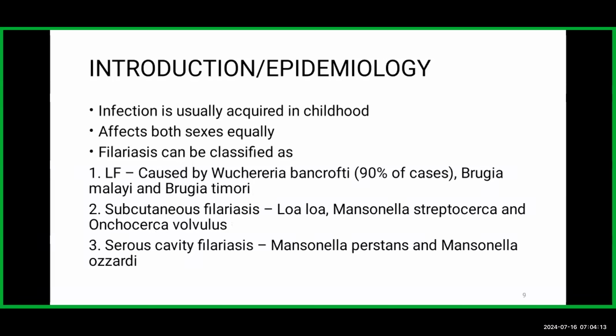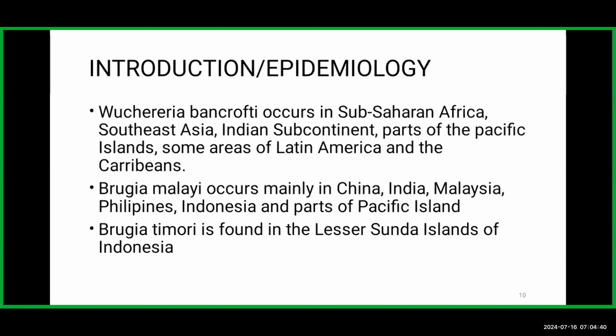So filariasis generally can be classified as lymphatic filariasis, which is caused by Wuchereria bancrofti in 90% of the cases, Brugia malayi and Brugia timori. Then you also have the subcutaneous filariasis caused mainly by Onchocerca volvulus, onchocerciasis. You also have loiasis caused by Loa loa, and then Mansonella streptocerca. And then those that affect mainly the serous cavities, that's Mansonella perstans and Mansonella ozzardi.